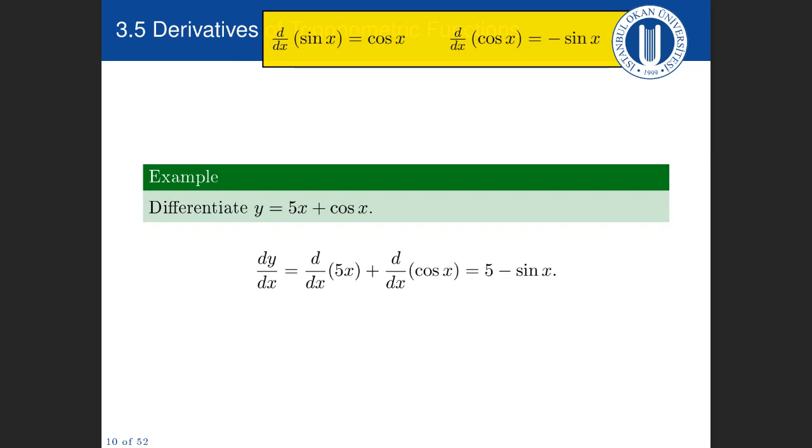Differentiate y is equal to 5x plus cos x. Just use the sum rule. We have the derivative of 5x, which is 5, plus the derivative of cos x, which is minus sine x. So the answer is 5 minus sine x.